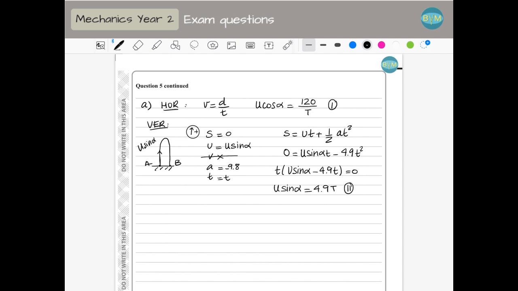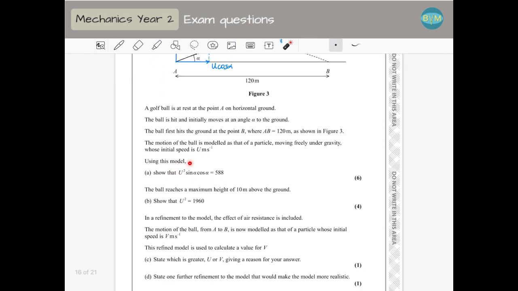So for example, in the first one, I'm going to make T the subject, and T is 120 over u cos alpha, and I'm going to substitute in the other one. So I have u sine alpha is going to be 4.9 times 120 divided by u cos alpha. And I think I know where we are going. So I multiply everything by u cos alpha, and then I have u squared sine alpha cos alpha, and when I multiply 120 by 4.9, I have the 588 that I needed. So this is my first part of the question. This is the equation that I had to show.